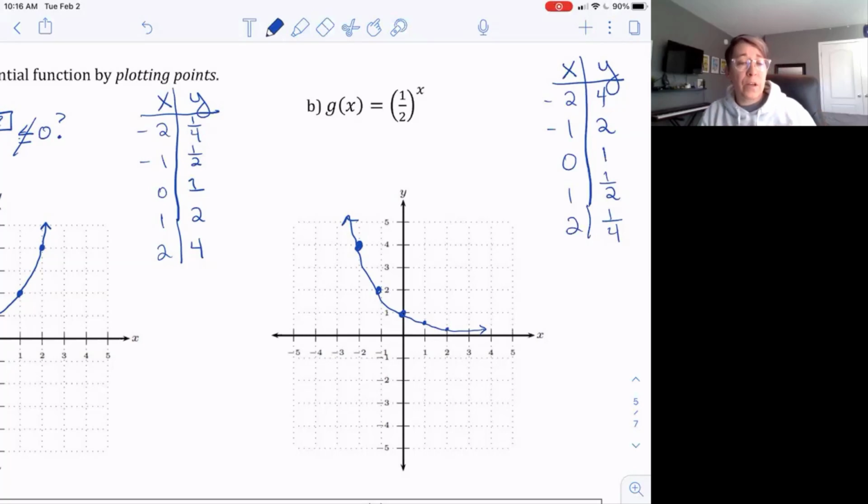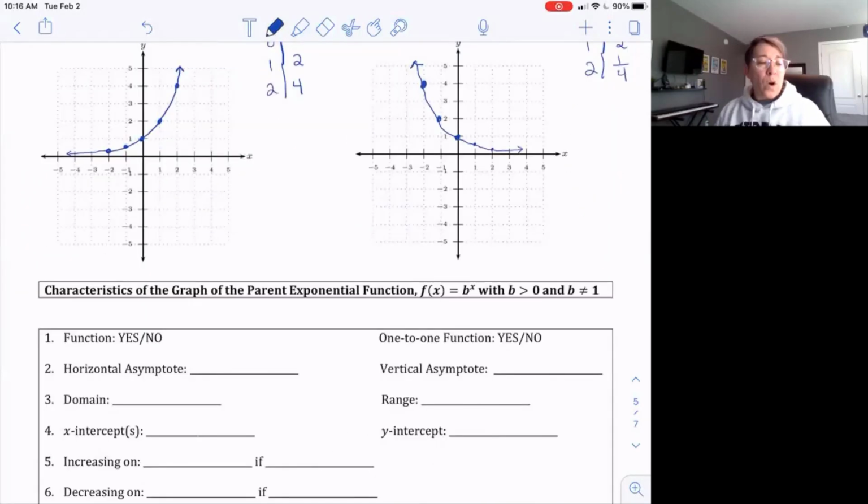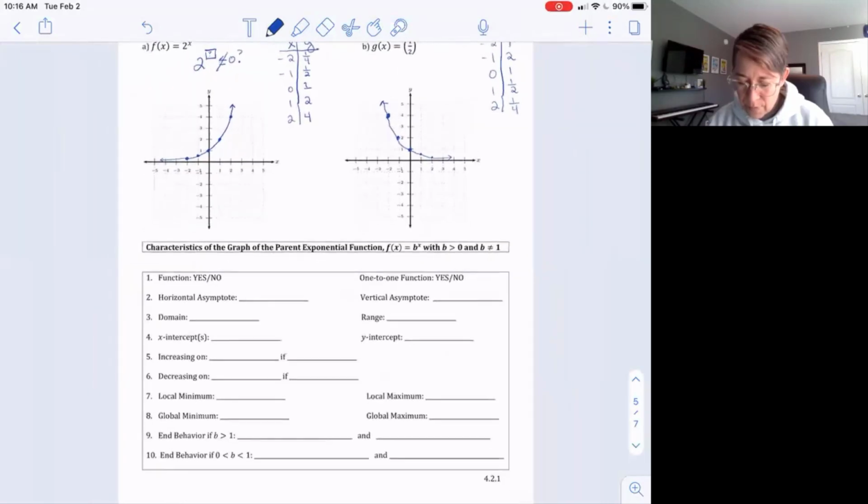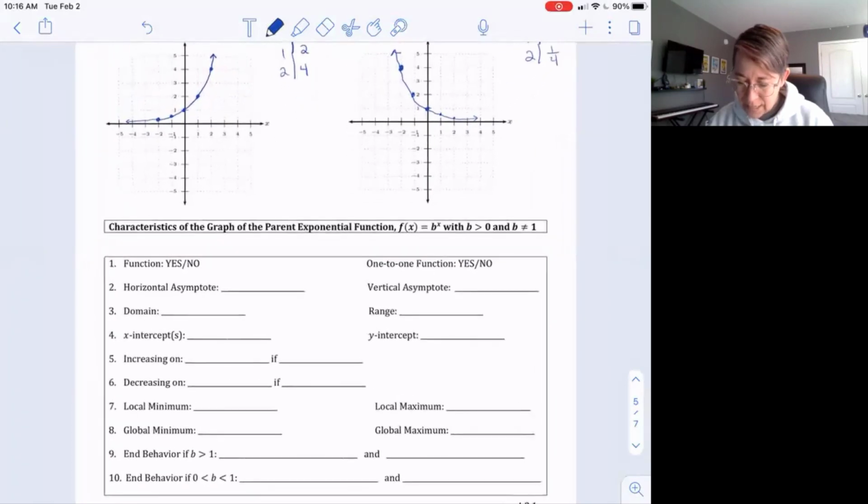So these are parent functions. We're not adding anything to it. There's no a in the front. So all of those generic functions would look similar to these two. So we want to take a look at the characteristics of the graphs of this parent exponential function, f of x equals b to the x, when the base is greater than 0, but doesn't equal 1. Try to minimize that so you can see both at the same time.